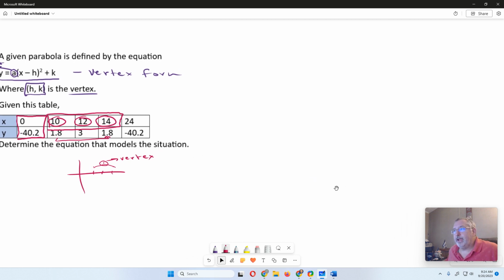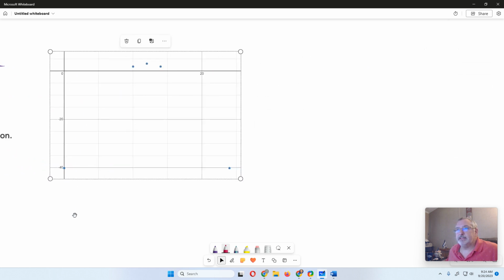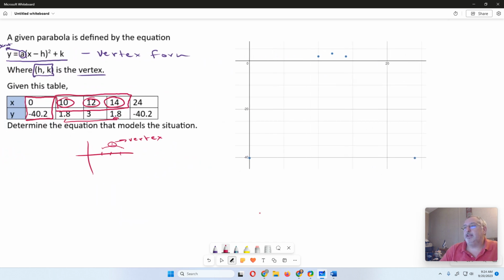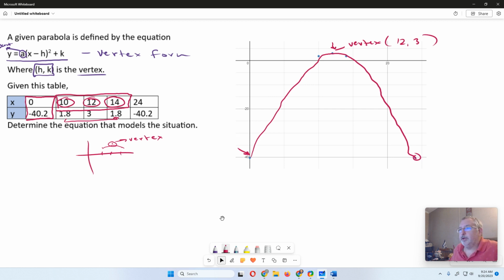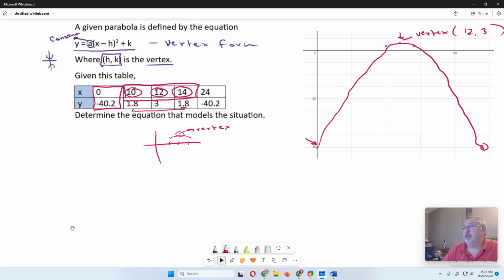And if we take a look at the graph, it's not a bad idea sometimes to graph these things so you can get a visual. You notice we've got the y-intercept right there. And that kind of looks like the vertex because these points are symmetric. If you drew the parabola, it's going to be a great parabola right through there, just like that. Look at that perfect parabola. It does have that parabolic shape, and that is the vertex right there at (12, 3). So we're going to substitute that in, and then we're going to use another point to find that constant value.